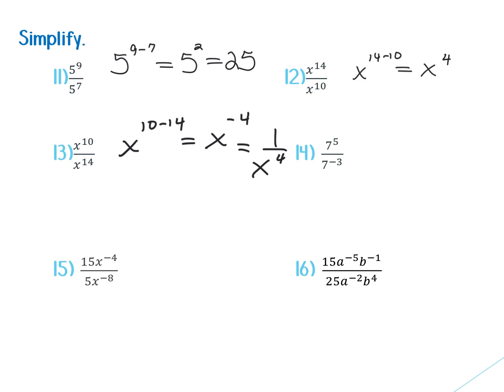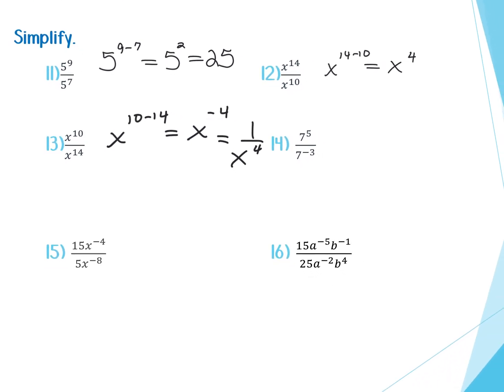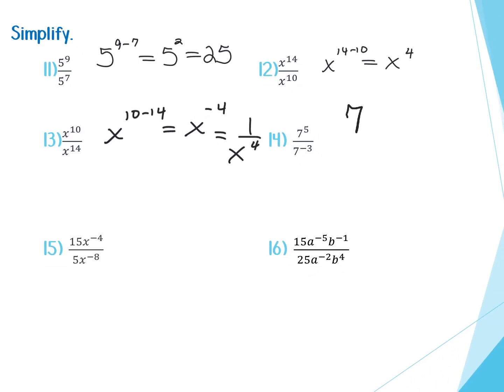Now number 14, we're still subtracting the powers because we have the same base. So 7 to the 5th power divided by 7 to the negative 3, we're subtracting 5 minus negative 3. Do your keep, change, flip, or your stay, change, change, whatever you learned. And it becomes 5 plus 3, so it becomes 7 to the 8th power. Now, if the instructions said to evaluate that, you'd actually have to do 7 to the 8th power without a calculator. But we're going to just leave it like that for now.